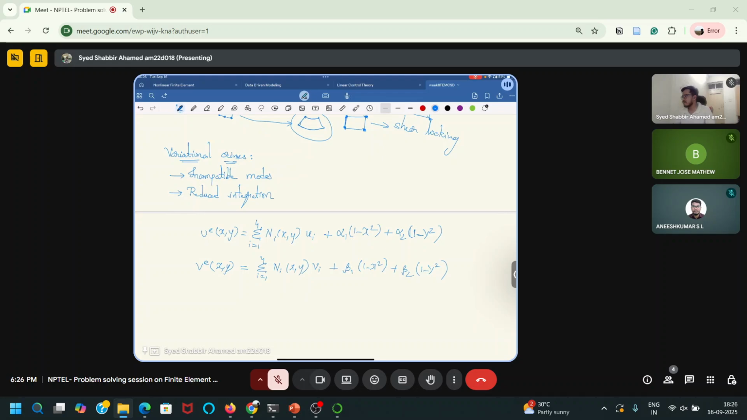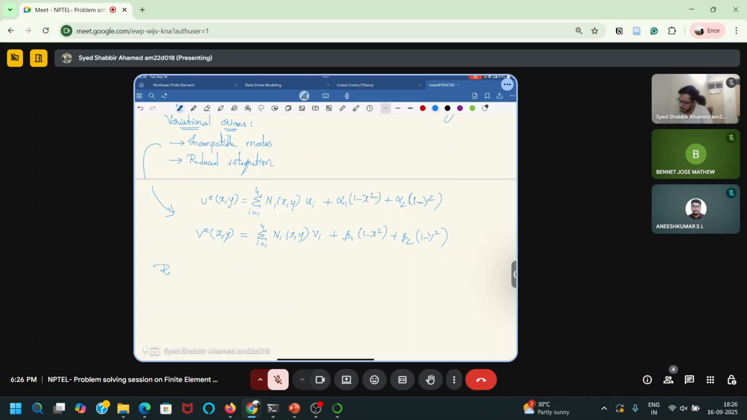Also, other books have these explanations regarding incompatible modes, and how we can implement this, so that you can find out. So this is one kind of variational crime which we can commit to get the solution. The second one is reduced integration.